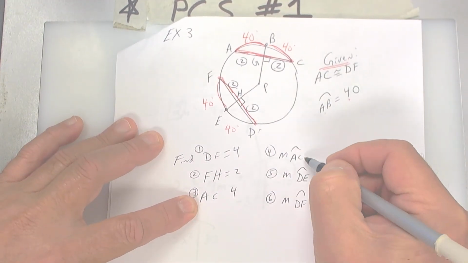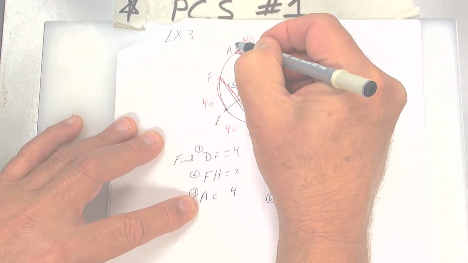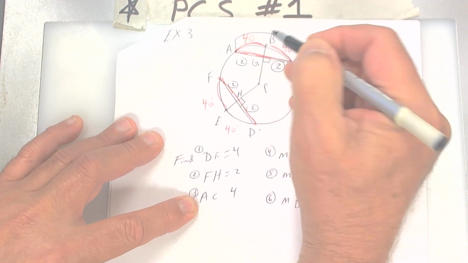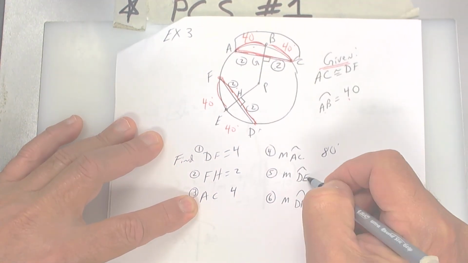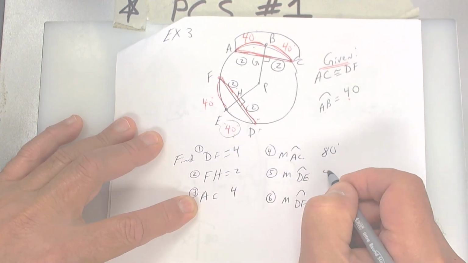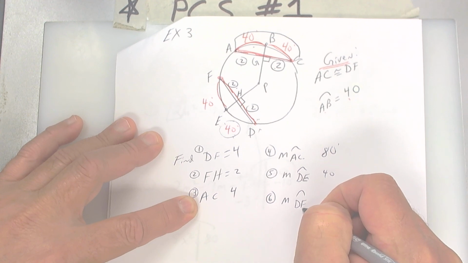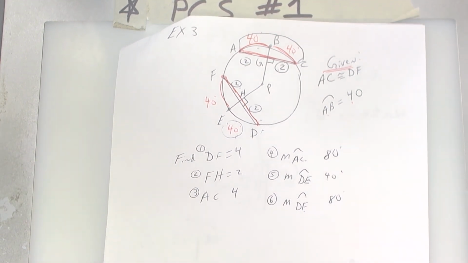This is pretty easy, as long as you got all the information. Arc AC is from here all the way to here, so the arc is 40 plus 40, which is 80 degrees. That's the measure. Arc DE, let me look at that one. DE is 40. We already got that one. And then the arc DF, where's that at? DF is the whole thing. That's going to be 80 degrees. That actually was a pretty easy exercise.